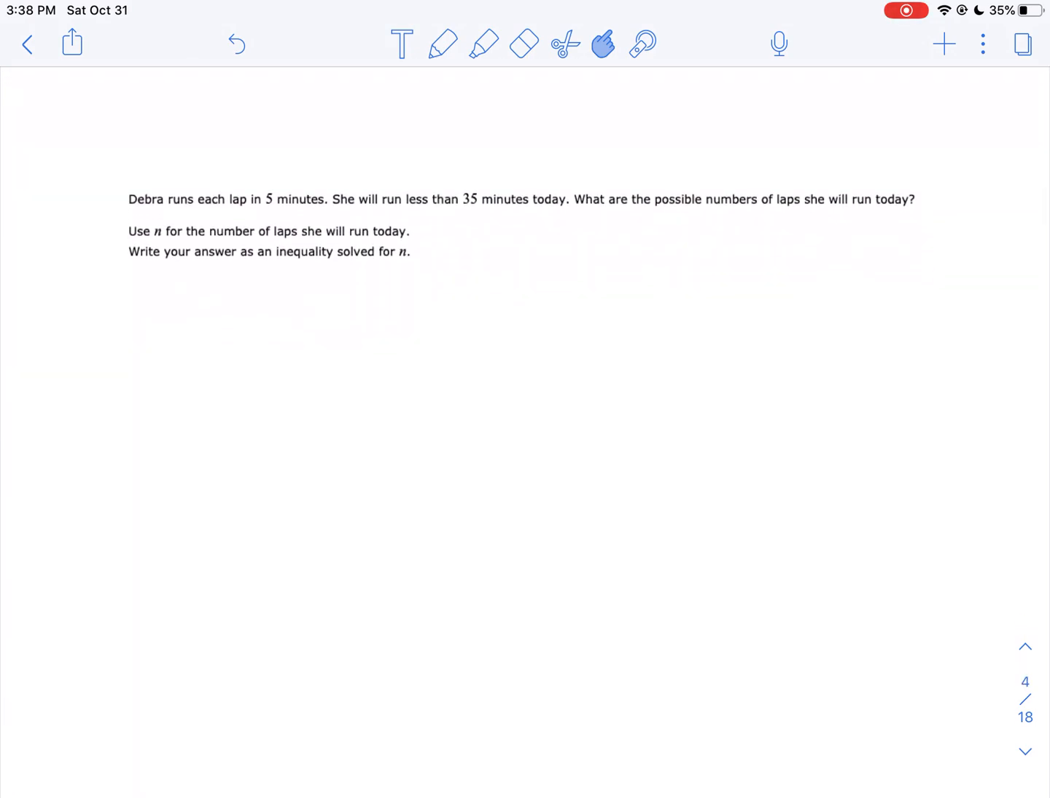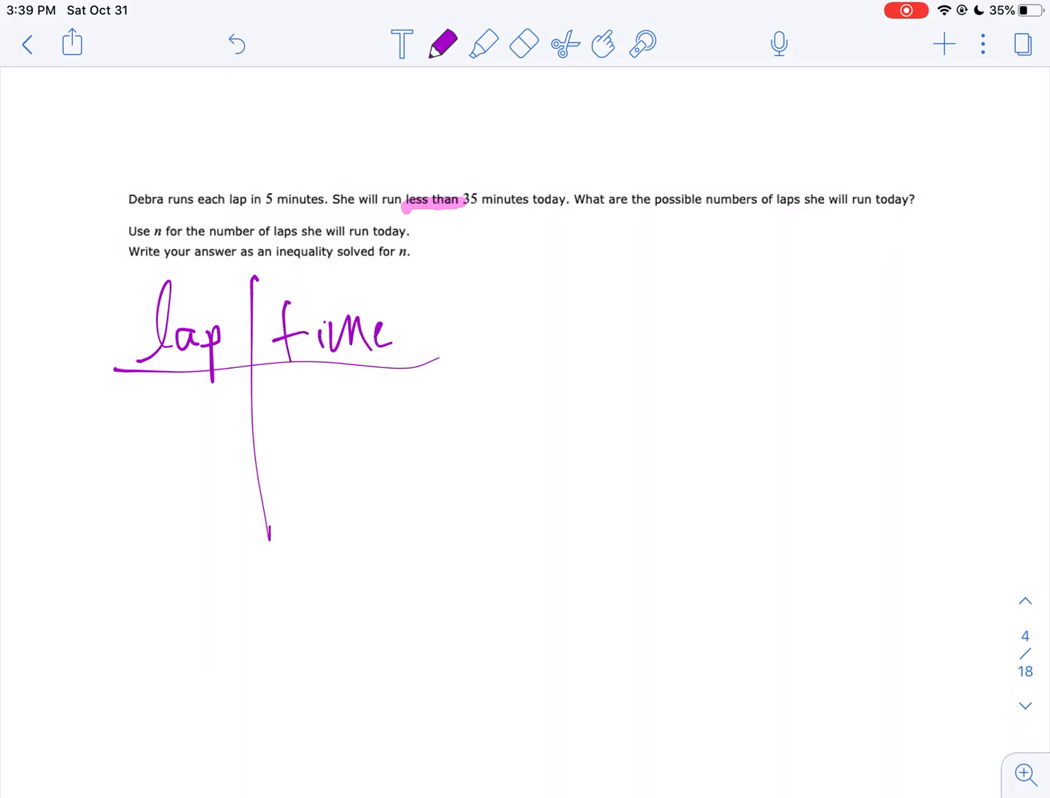If we take a look at the next question, it says Deborah runs each lap in 5 minutes. She will run less than, I'm going to highlight, less than 35 minutes today. What are the possible number of laps she will run today? Now, let's make a table here. So lap and time. If she runs 1 lap, how long is it going to take her? It's going to take her 5 minutes.